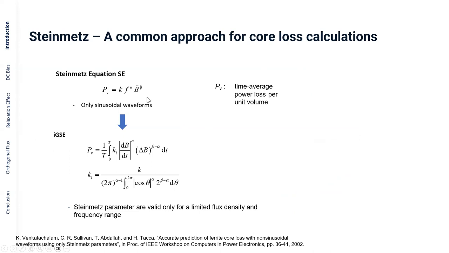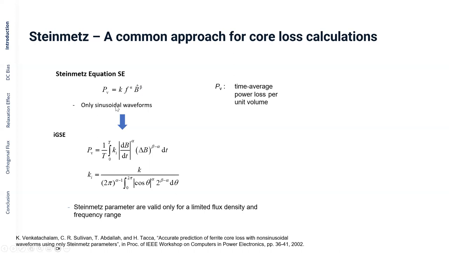It's quite old. It has been derived for sinusoidal waveform excitations. It basically tells you that if you increase the frequency, let's say you double it, the core losses do not double. They increase with a higher factor because of some nonlinear effects, which can be represented with a parameter alpha, and the same for the flux density with beta.